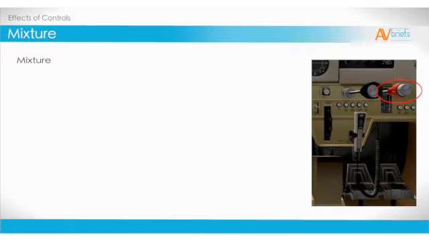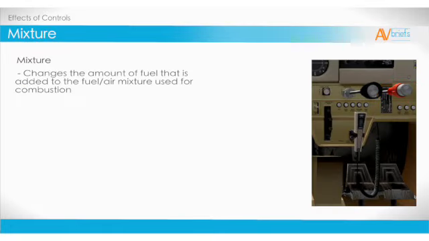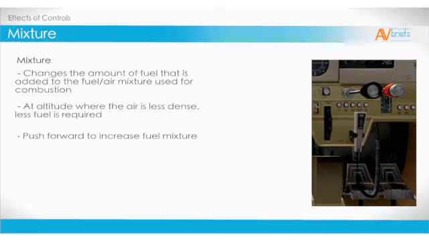Let's take a closer look at the mixture control. The mixture control changes the amount of fuel that is added to the fuel and air mixture used for combustion. At altitude, when we're higher off the ground and the air is less dense, less fuel is required. This is due to the thinner air not requiring as much fuel to be burnt. Like the throttle, push forward to increase the mixture. Pull back to decrease the mixture. Note that by pulling the mixture all the way back you will cut off all fuel into the engine.